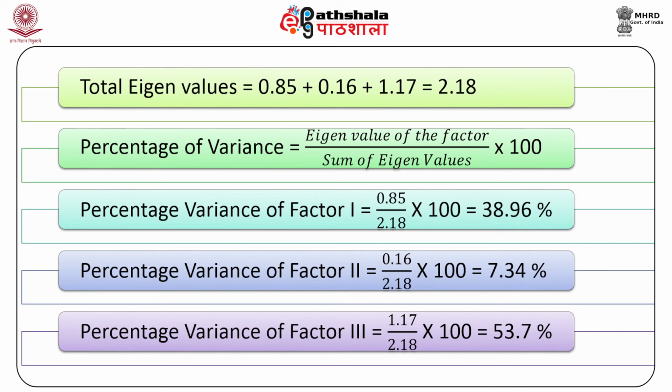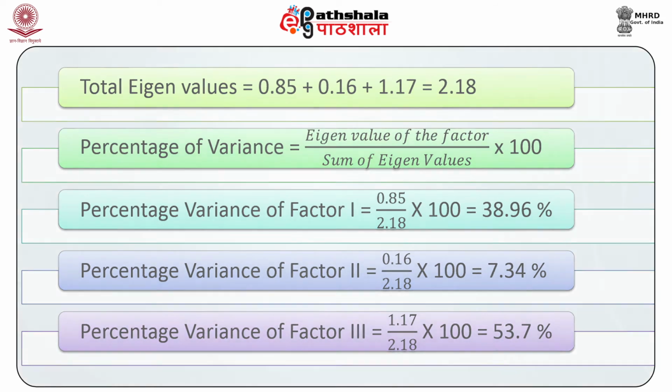Percentage of variance is equal to the eigenvalue of the factor divided by the sum of eigenvalues, multiplied by 100. Percentage variance of factor 1 is equal to 0.85 divided by 2.18 multiplied by 100, which is equal to 38.96%. Factor 2 is 0.16 divided by 2.18 multiplied by 100, which is equal to 7.34%. Factor 3 is 1.17 divided by 2.18 multiplied by 100, which is equal to 53.7%.